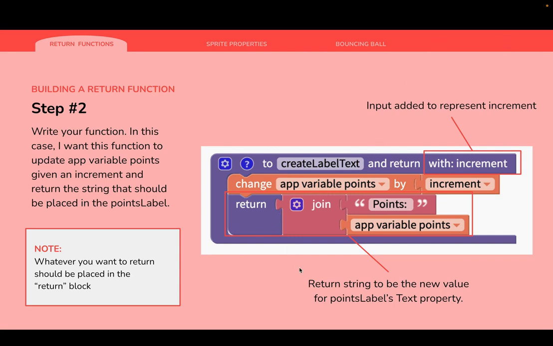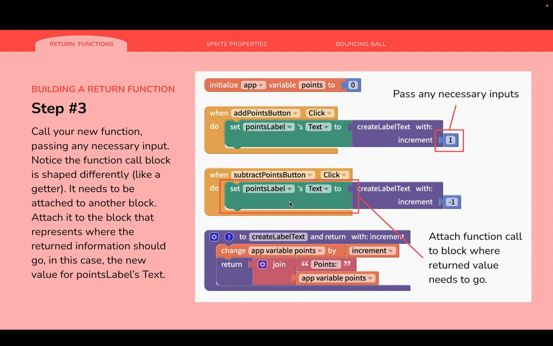Then down here in the return section, this is where I have placed the value that will be returned by this function. And I want to return the string that is going to be placed in the label. So I'm returning a string that is joined of the two pieces: the string "points: " with a space, and then the value of @variable points. So after this function executes, that value, that string "points: whatever," is going to be handed back to where I had called the function. So let's take a look at that.